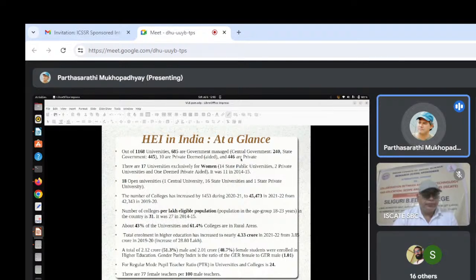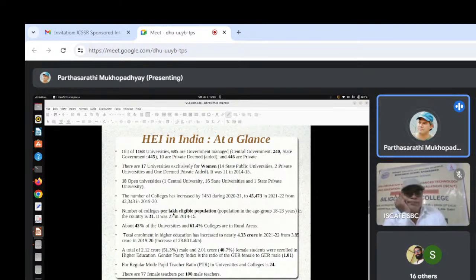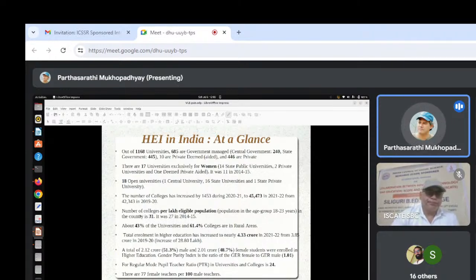Number of colleges we are having is around 46,000 or say 45,000 something, 46,000. We have 18 open universities, 1 central and 16 state and so on. And a good thing is that our college density, that means the number of colleges per lakh of eligible people in the age group of 18 to 23, is around 31. So on an average, you can say each college is accommodating around 3,000 students.